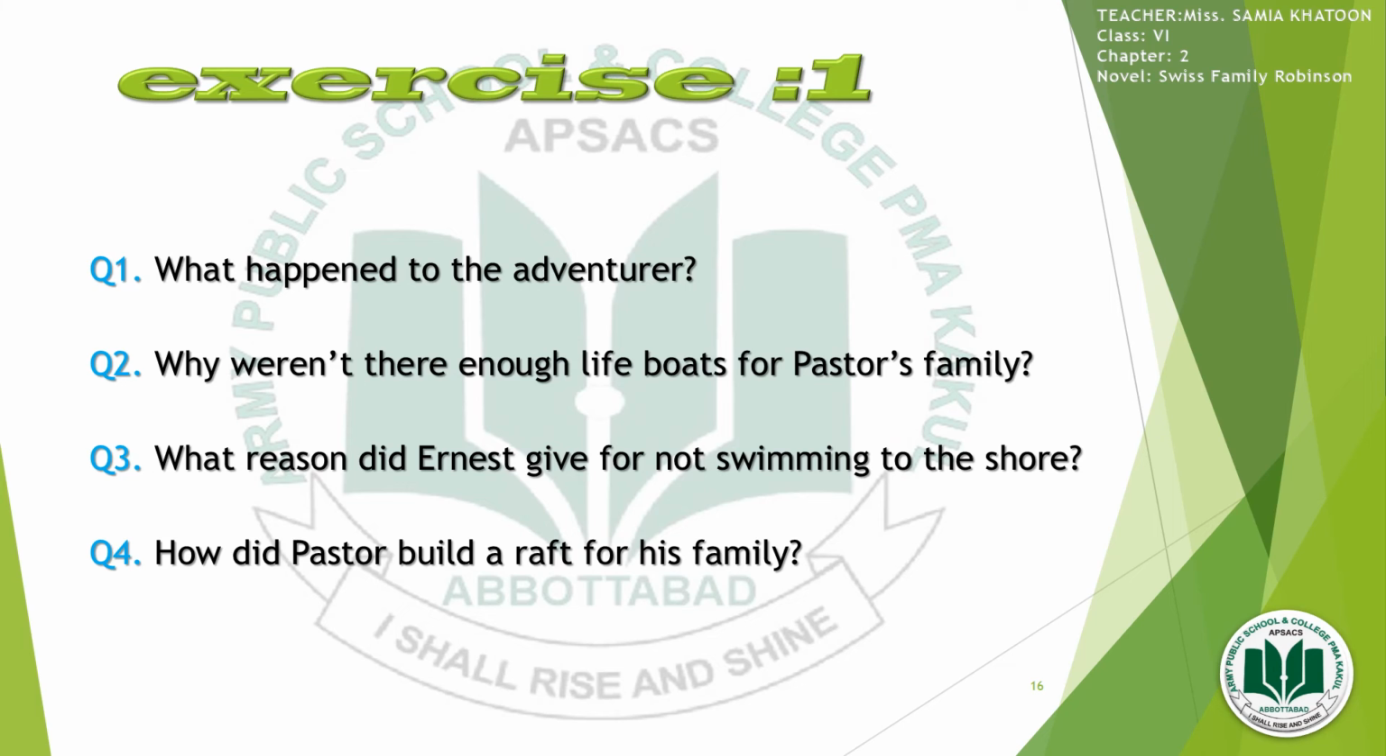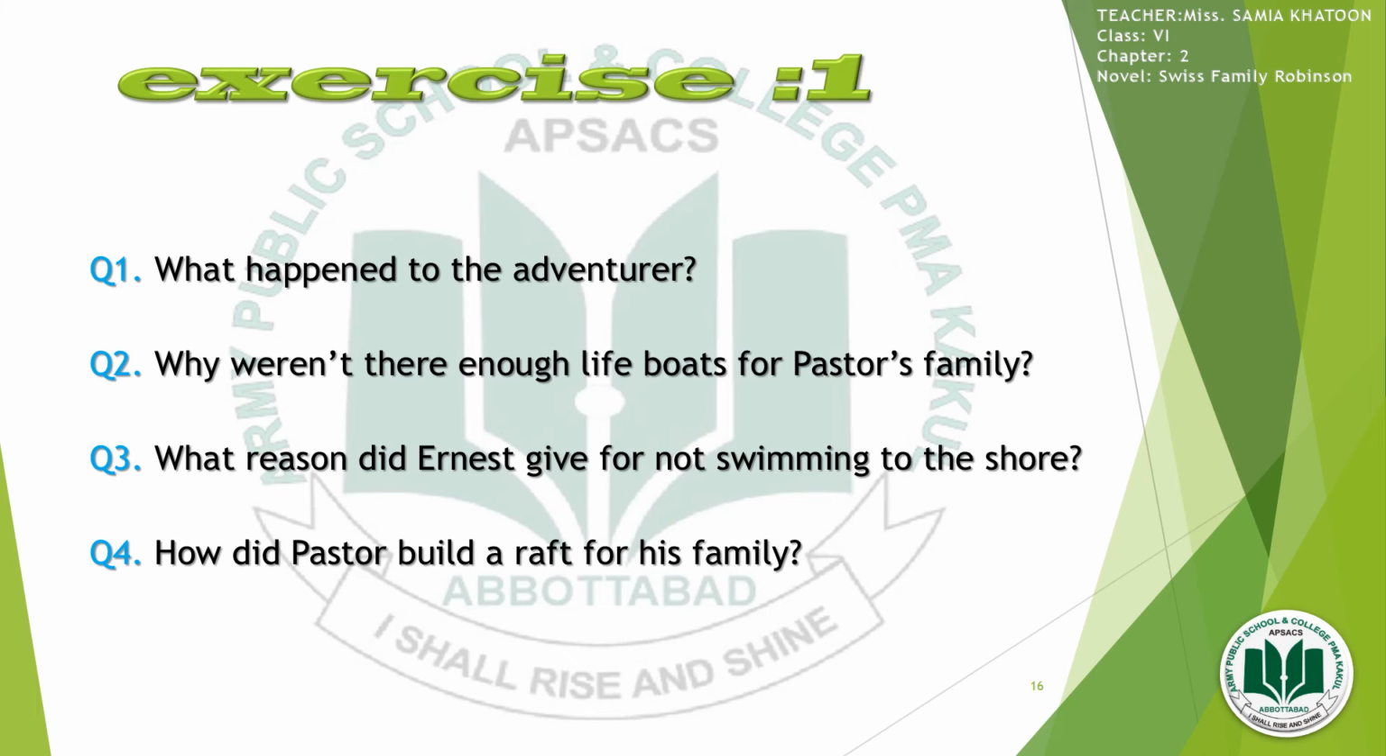After taking the recap, let's come to exercise 1. In exercise 1, there are comprehension questions. First is, what happened to the adventurer? You all know that adventurer is the name of pastor's ship, and you have to tell what happened to his ship, the adventurer. Question 2. Why weren't there enough lifeboats for pastor's family? Students, this is what we have just seen in recap also. So writing answer would be easy for you.